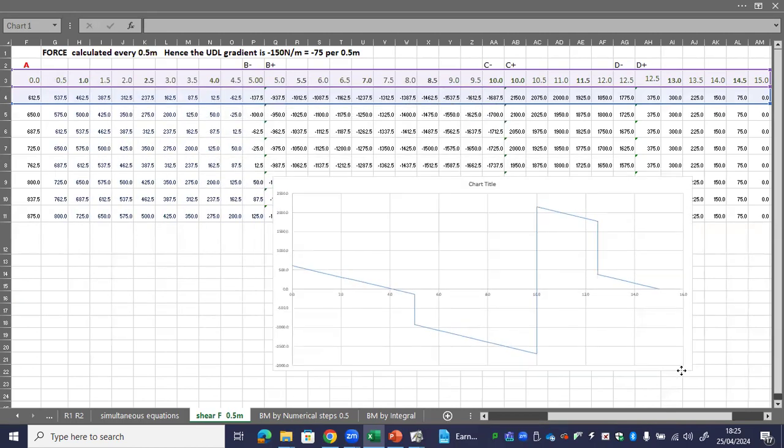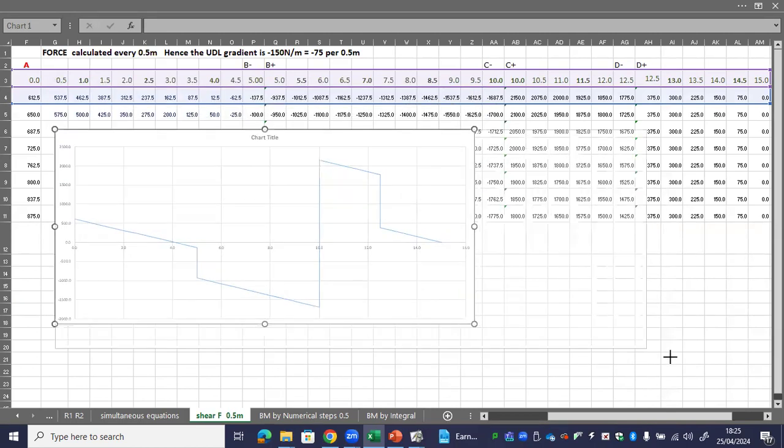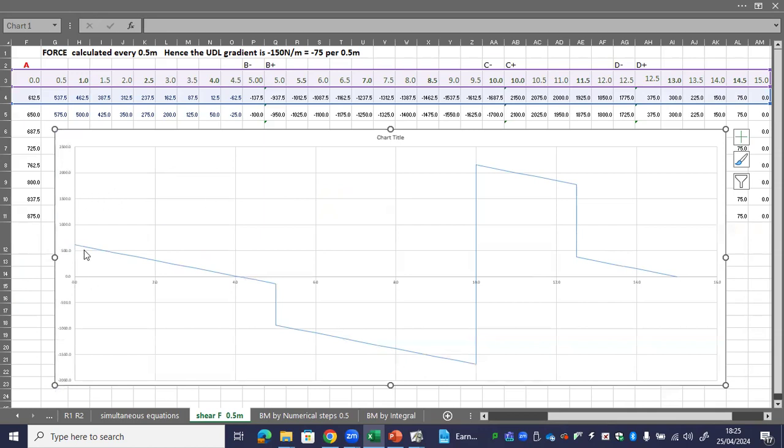So let's just make it bigger. We've got a shear force diagram automatically generated out of our Excel. So what we've got here, we start at the value of R1, and then we've got a slope coming down here. It's linear. That slope is minus 150 from the UDL. So the slope here, the slope here, the slope here is all the same gradient because that's the UDL.